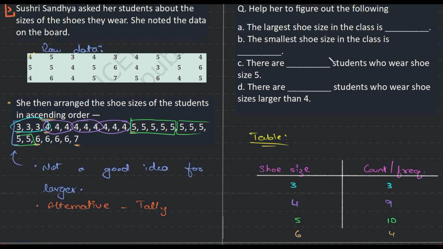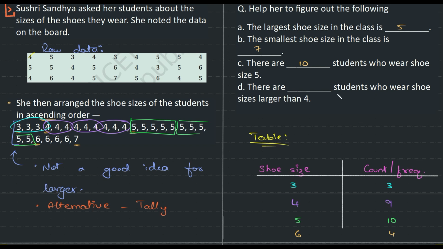The largest shoe size in the classroom, which is it clearly? 5, right? So 5. The smallest shoe size in the class is 7. There is only one person with this size. There are dash students who wear shoe size of 5, 10. The dash students who wear shoe size larger than 10.